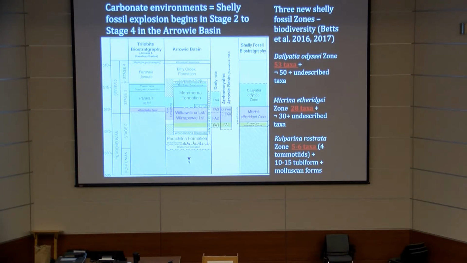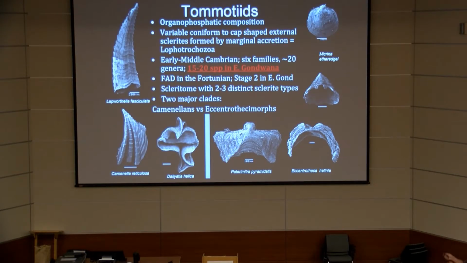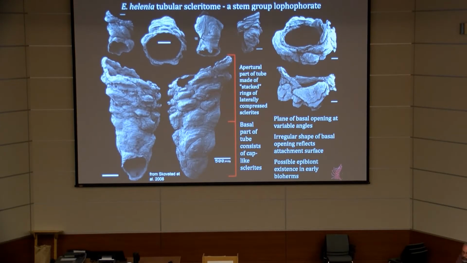I'm not talking about the soft-bodied forms that occur in stage 4, which John will talk about, or he'll talk about the environment. There's another 50 or so taxa there. The tommotiids are a major group in Australia. These are these organophosphatic, beautiful shelly fossils, 15 to 20 species in Gondwana. Many of them are endemic, and as we saw, Paterimitra is one that's been found in North China.